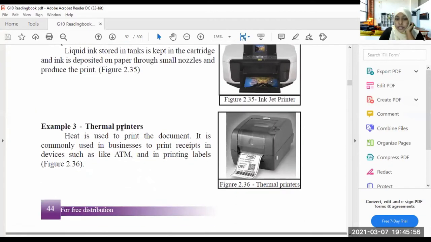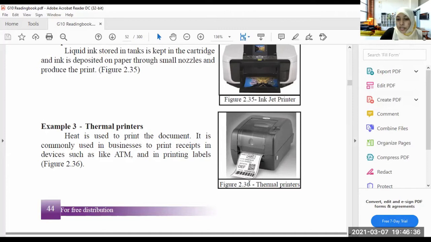Thermal printer. It is used in shopping malls like Food City, Apico, ASB, No Limit. All these places are using this thermal printer. Actually, how it prints is that heat is used to print the document. There is heat produced inside this printer. So the heat is used to print the document. It is commonly used in business to print receipts in devices such as ATMs and in printing labels. So if you know these printers, you can see them in Food City also.